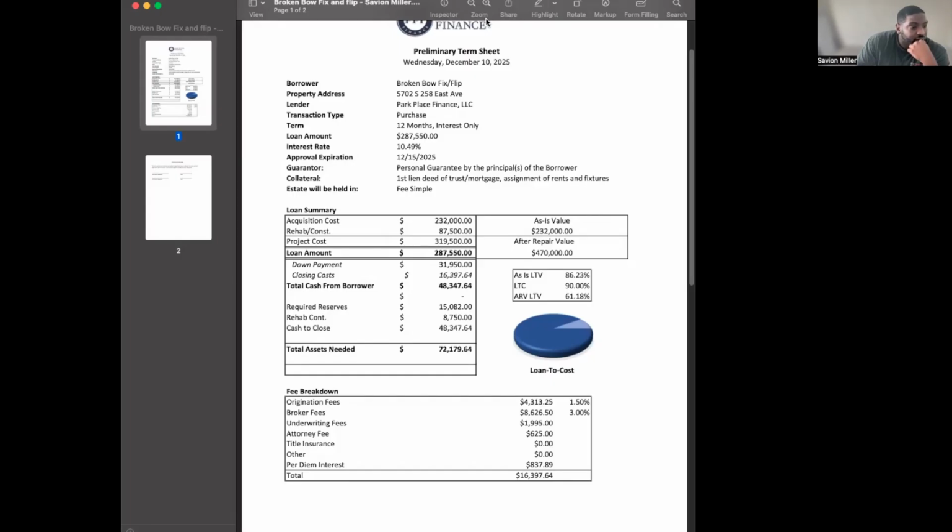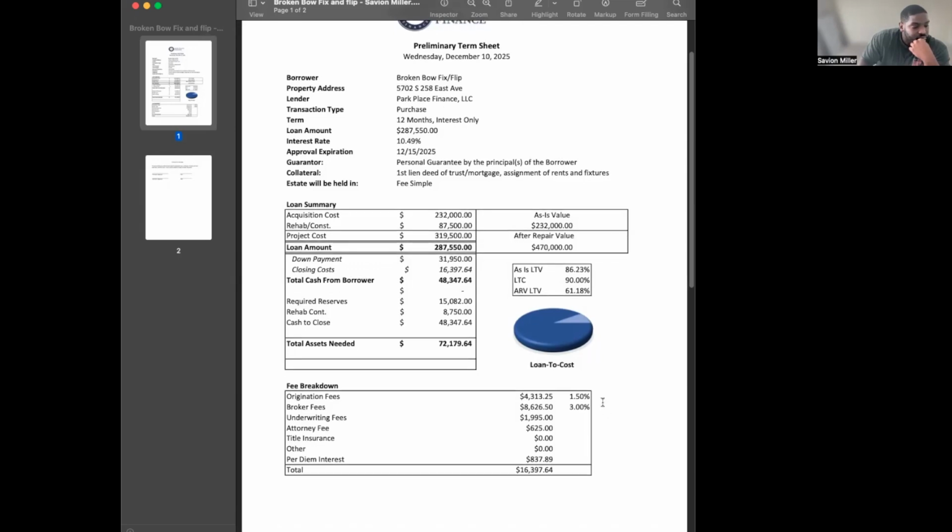You see here, they have to bring total cash from borrower, so 48 grand to closing. That's what they're bringing. They're bringing 48 grand to closing. 3%. So you see the 3% broker fee. His fee's the same, pretty much. 1.5 origination. I believe the other term sheet was 1.25.